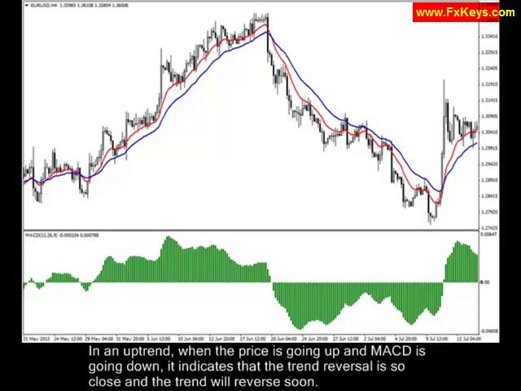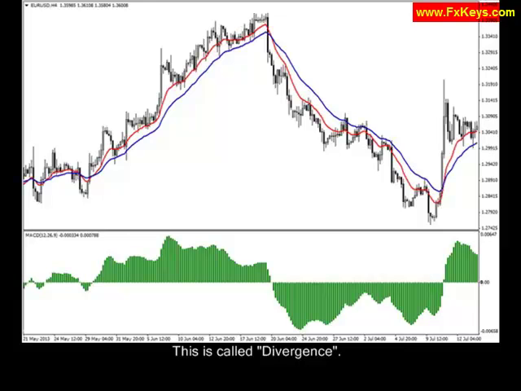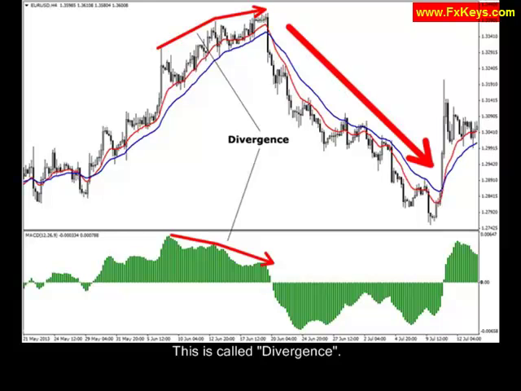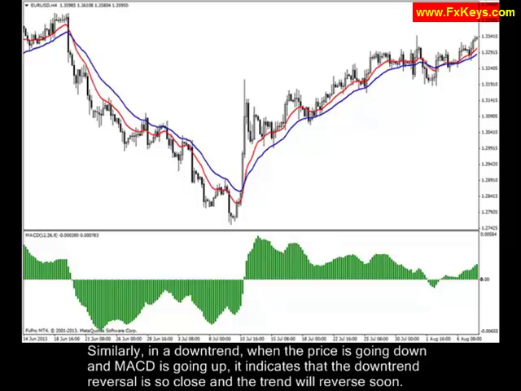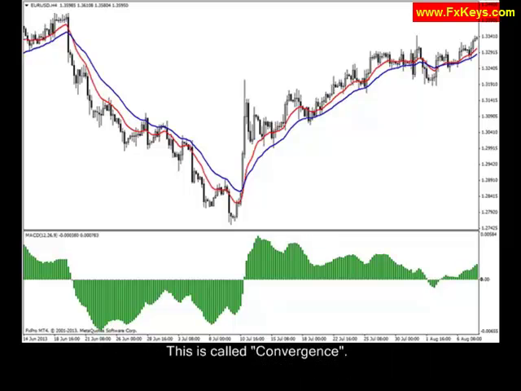In an uptrend, when the price is going up and MACD is going down, it indicates that the trend reversal is so close, and the trend will reverse soon. This is called divergence. Similarly, in a downtrend, when the price is going down and MACD is going up, it indicates that the downtrend reversal is so close, and the trend will reverse soon. This is called convergence.